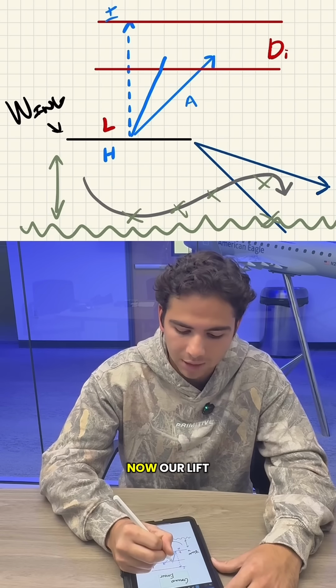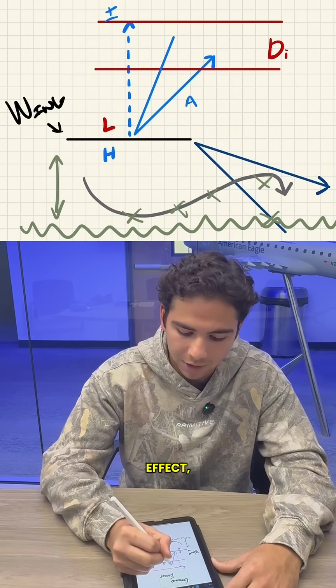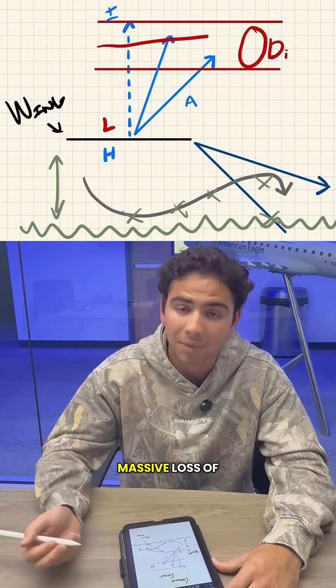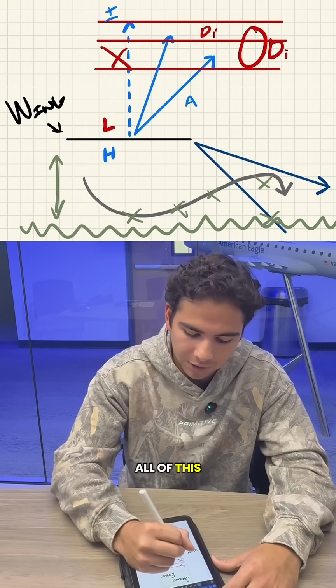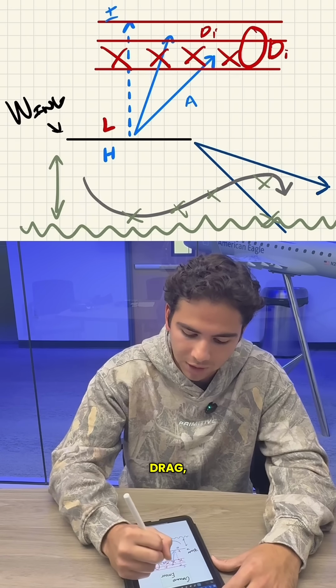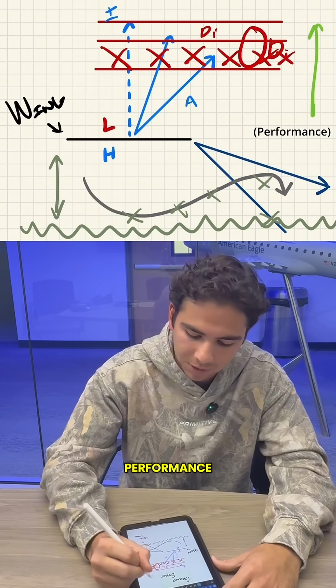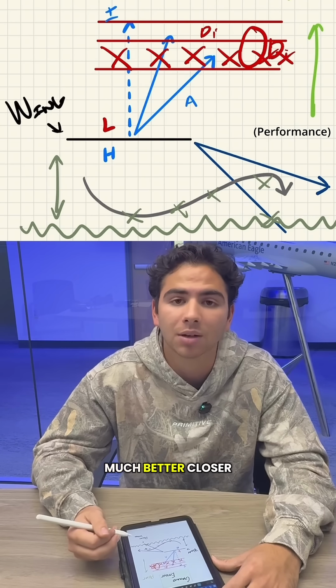So I'm going to draw now our lift vector in ground effect, getting slightly closer to that ideal lift vector. And as we can see here, we have a massive loss of induced drag. All of this is lost induced drag, which is going to boost your performance and allow your wings to fly much better closer to the ground.